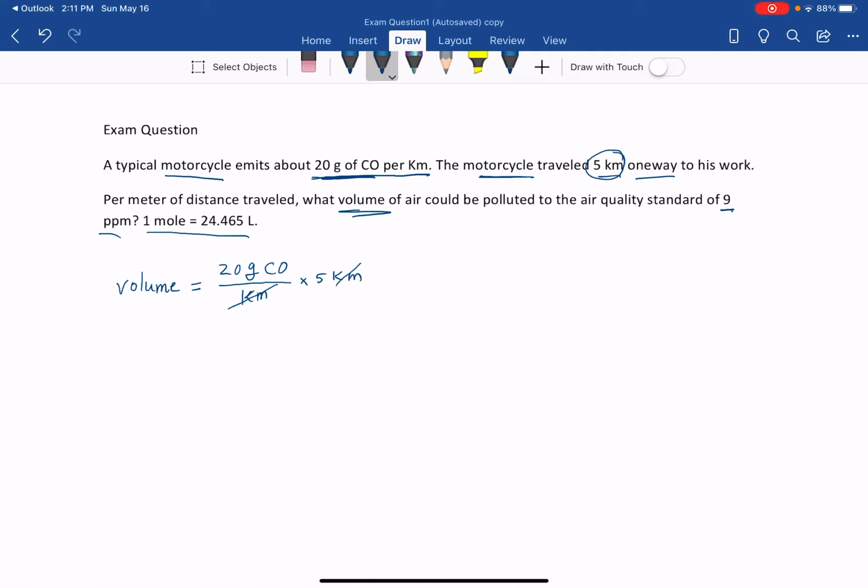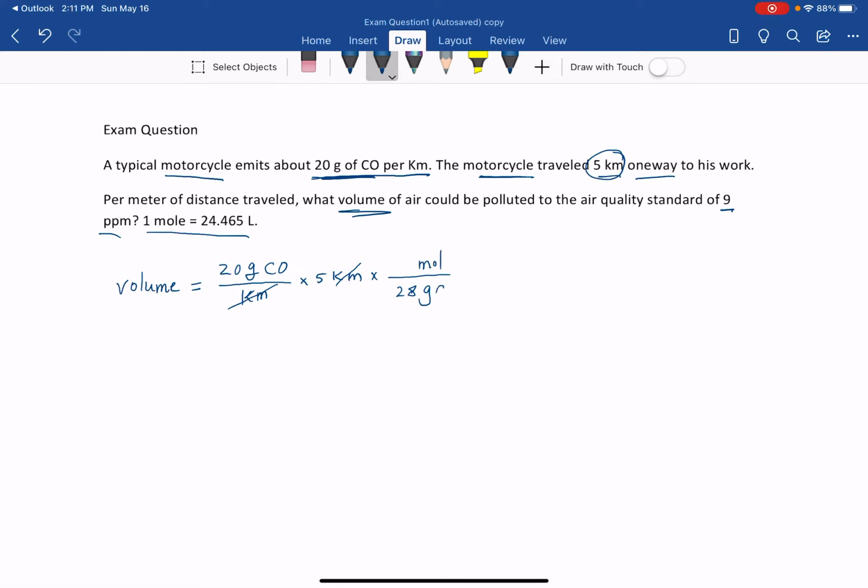First, we need to find out the meter cubic of carbon monoxide that's being emitted. Now, we have to divide this by the molecular weight. Remember, molecular weight is gram per mole. That's why we have to divide it to convert the gram to mole. So you divide it. Remember, carbon monoxide has a molecular weight of 28 grams per mole. So you put gram down and you put mole up.